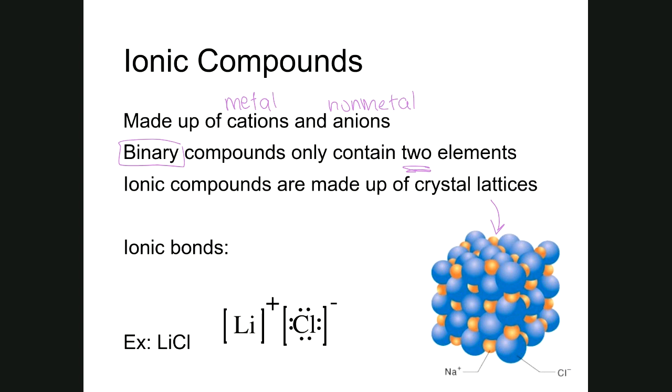These ionic bonds are held together by electrostatic interactions. That's the fancy terminology for it. And all that means is it's held together based on opposite attraction, right? The positive and the negative are attracted to each other. We call that electrostatic interaction. So what's actually happening here in an ionic bond is we are transferring electrons.